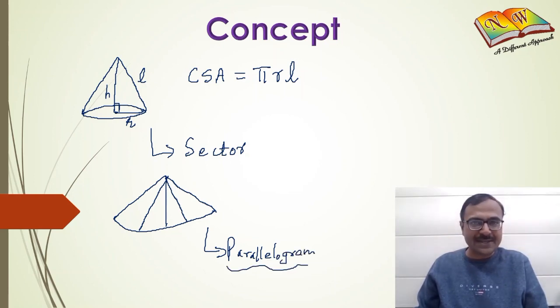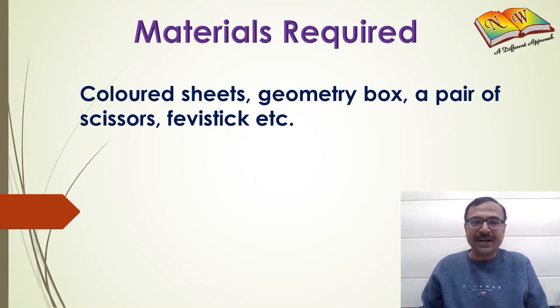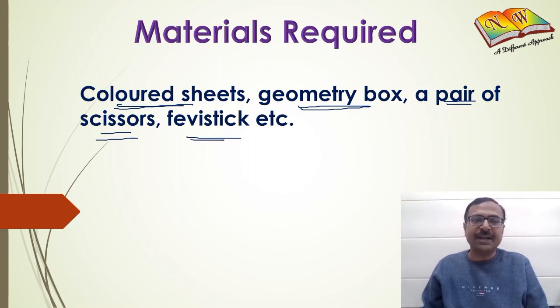I know you must be excited because how a cone is obtained from a sector and then how a sector is to be converted to a parallelogram. We will study all this using some material. The material required for this activity are colored sheets of paper, obviously, geometry box for measurements, pair of scissors for cutting work, and fevistick or glue stick for pasting work. Now let's see how this activity is performed.